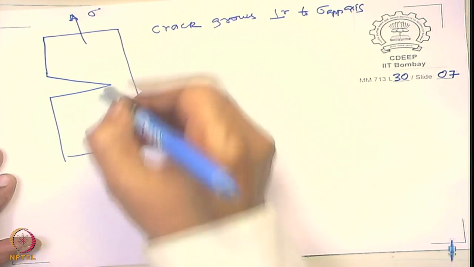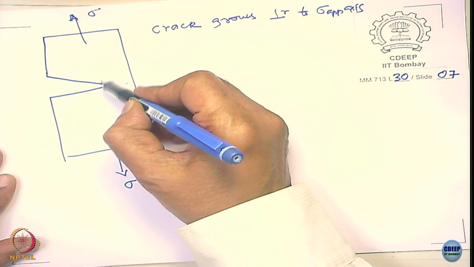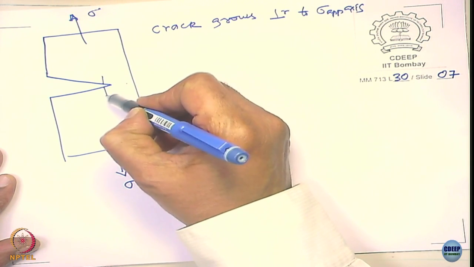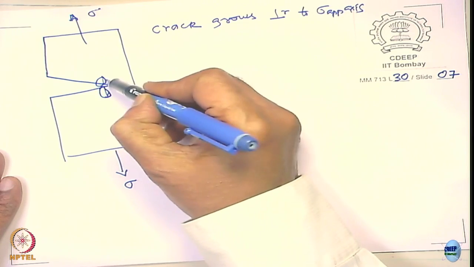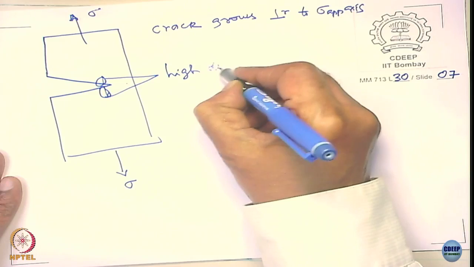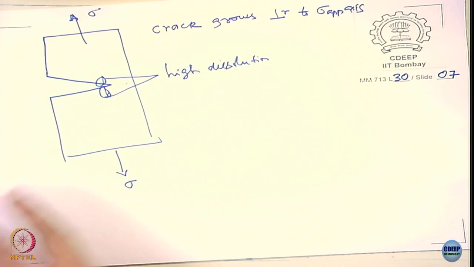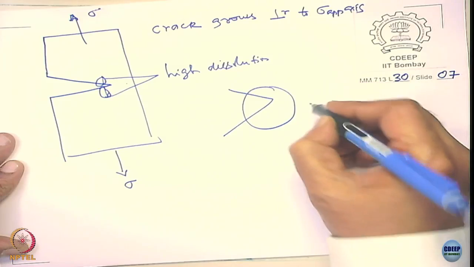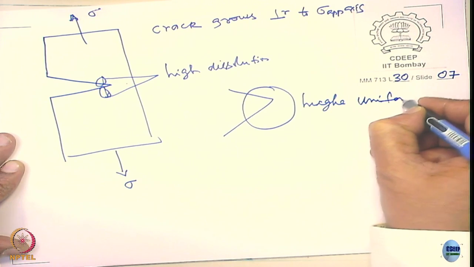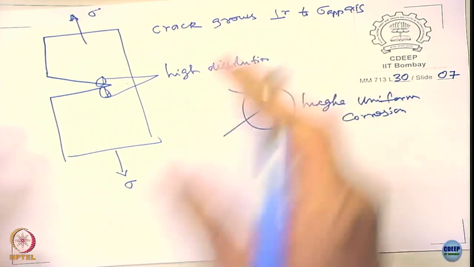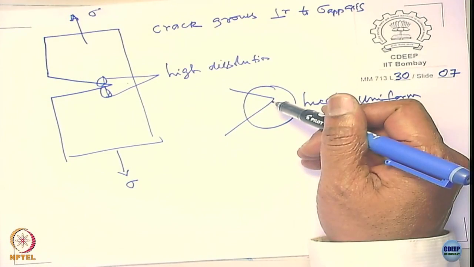When you have an environment, the crack has to grow at the crack tip. If the crack grows sideways like this, the stress has to be concentrated at the crack tip. Assume that there is a huge dissolution here. At the crack front, the dissolution rate of the metal is very high. What do you think will happen? I magnify this, and here there is huge uniform corrosion. It corrodes so much. The crack tip will blunt, the crack is no more sharp, and the stress concentration could be significantly reduced.